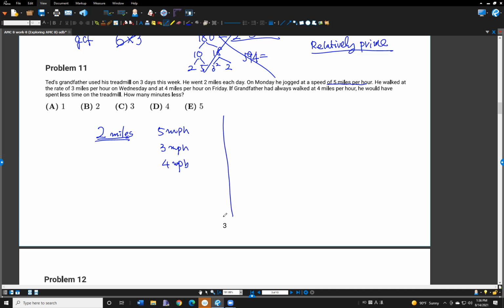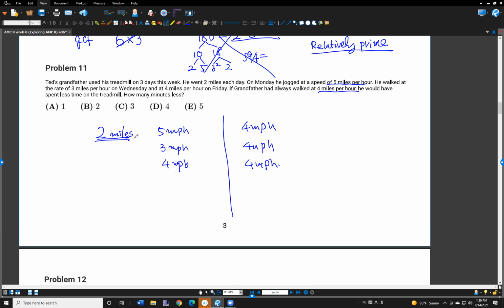If grandpa had walked 4 miles per hour every day, this is the second day 4 miles per hour, this is also 4 miles per hour. So how many minutes less? He can save time, right? Okay, that's the question.